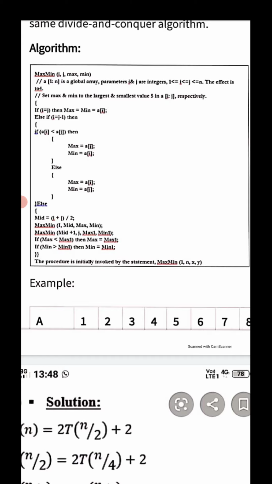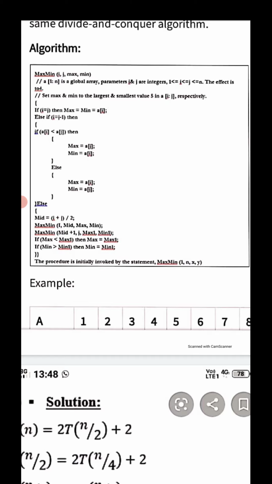A of array 1 colon n is a global array, and we take parameters i and j, which are integers with 1 less than or equal to i less than or equal to j less than or equal to n. So the effect here is to initialize the numbers, for example i to 4, some 4 elements.